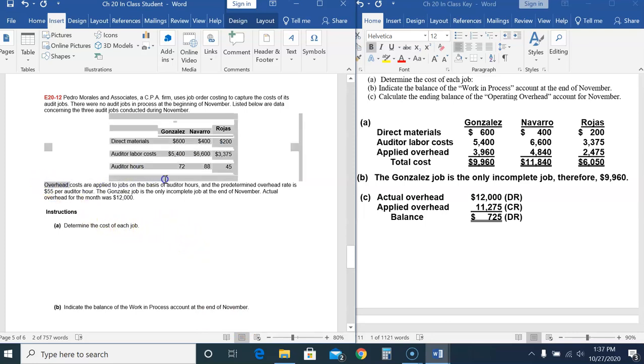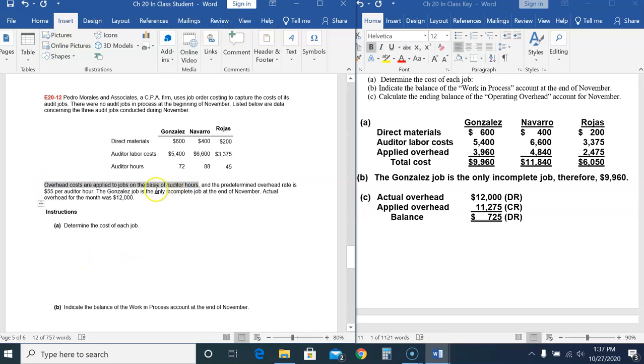Overhead costs are applied to jobs on the basis of audit hours. So the cost driver is audit hours. The predetermined overhead rate, already calculated for us, is $55 per audit hour. The Gonzalez job is the only incomplete job at the end of November. So these 2 jobs were completed. This one is incomplete.